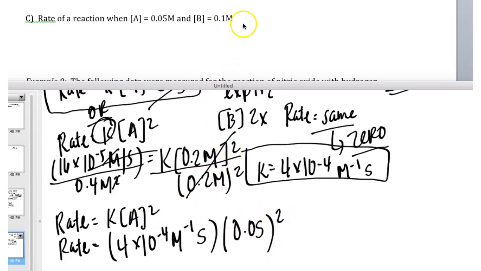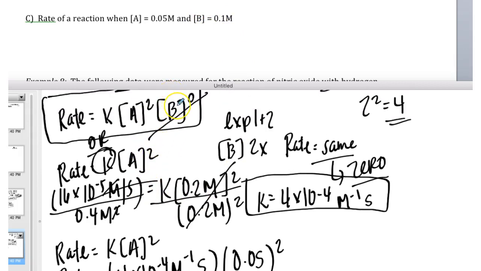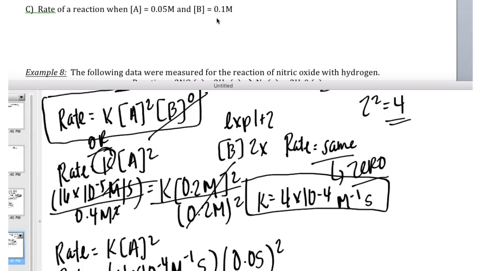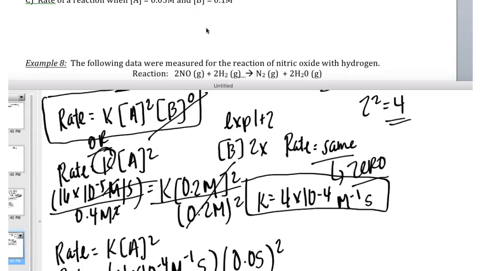And if you guys notice, there's a B. This B doesn't matter because it's not part of the rate law, and even if you plugged it in here, 0.1 to the 0 power is just 1. Anything to the 0 power is 1. So we could just ignore this value. It doesn't make any difference in the rate. That's why it's zeroth order, because it doesn't change. It doesn't matter how much B you throw in the reaction. It's not going to make a difference in the rate.